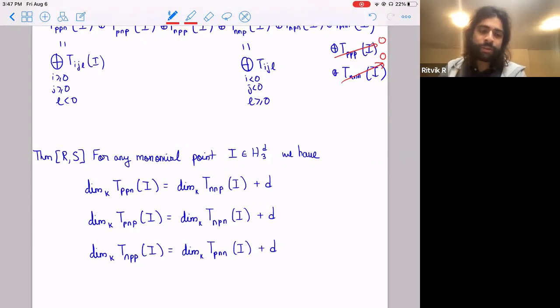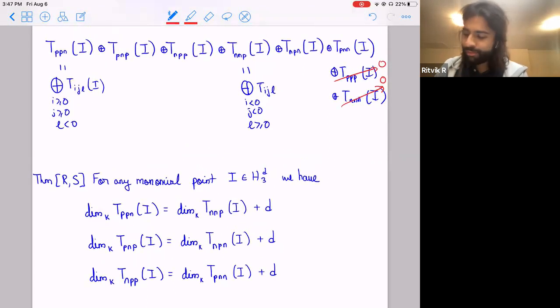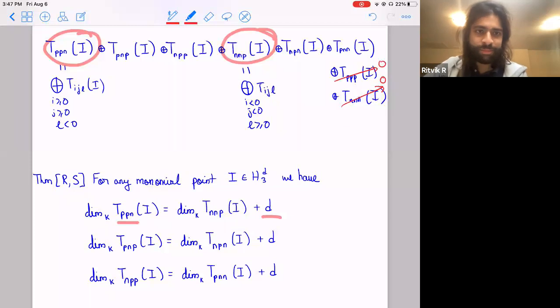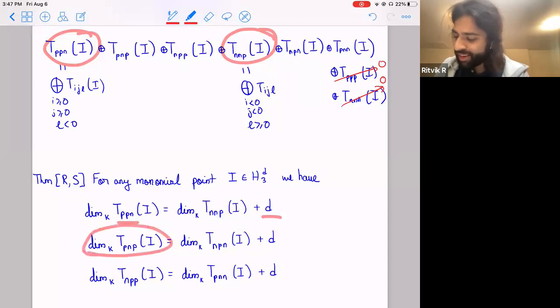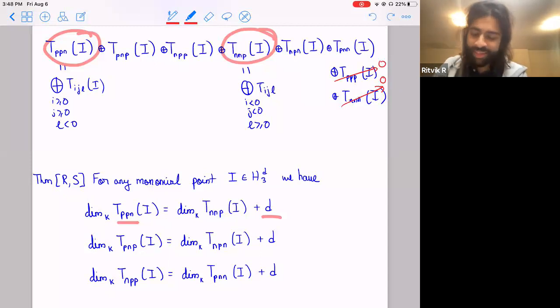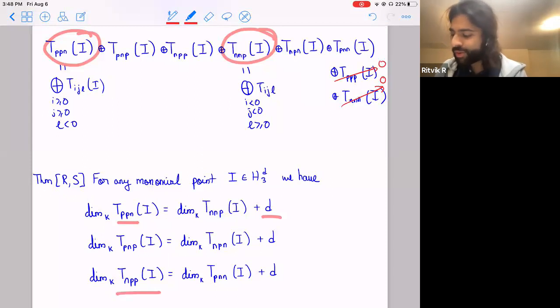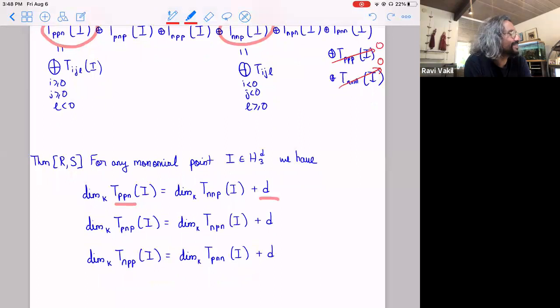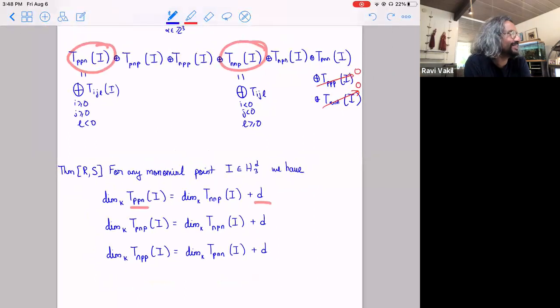It's the following dualities. So take any monomial point inside this Hilbert scheme, then the following equalities hold. So the signature where 2 of them are positive, which is this one, is the same as this one, the dimensions, of course, this is not giving you an explicit bijection. So the dimension of this one plus d, where d is the length of the subschemes you're considering. Similarly, if you have pnp, so 2 positives here, it's the same as, again, 2 negatives plus d. And in this case, again, 2 positives is, again, 2 negatives plus d. So this is really super surprising, something is happening here.